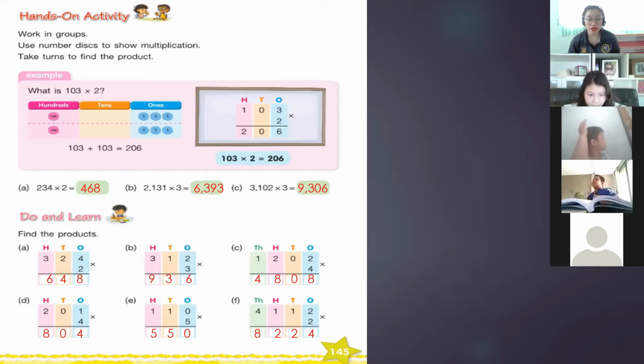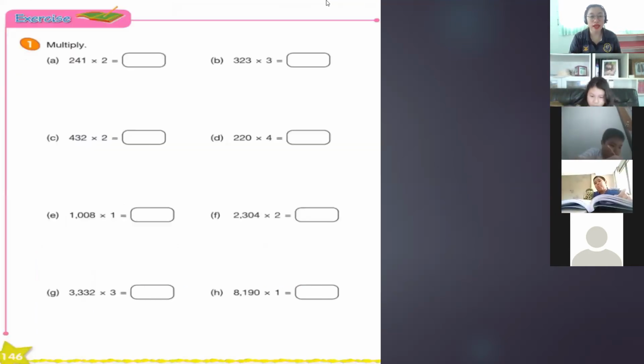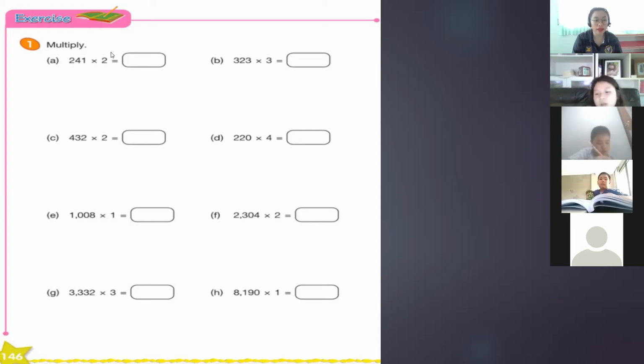Okay, on page 146, we have exercise here on page 146. We have exercise number 1. It says there, multiply. So we're going to multiply these numbers. So let's start from letter A. We have 241 multiplied by 2. Okay, so we're going to write it in this form.